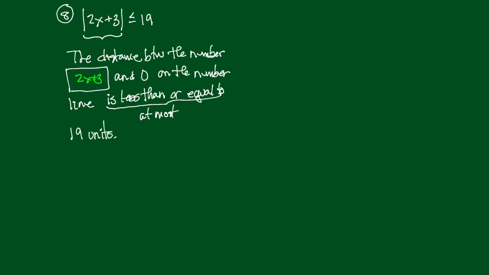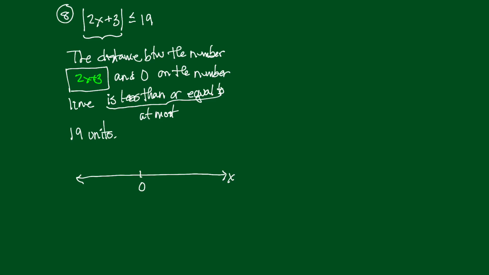There's our translation. Let's draw a picture. So here is our x number line. Here's 0, just mark it as 0. And then locate this 2x plus 3. Well, where is it on the number line? Well, I know it is at most 19 units away from 0.